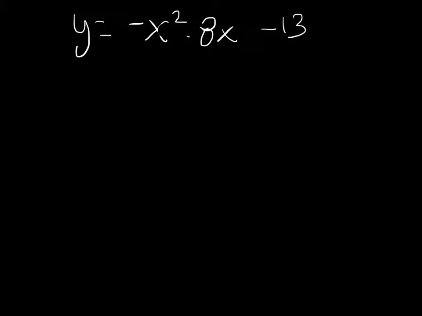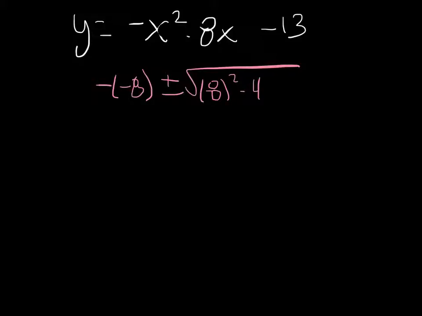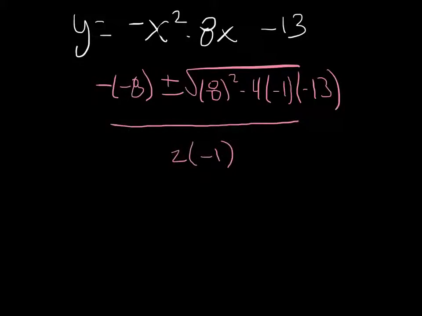So when we plug this into the quadratic formula, which is negative b plus or minus square root of b squared minus 4ac over 2a, we have our negative b, and then plus or minus square root of b squared minus 4 times negative 1, which is a, times negative 13, which is c, over 2 times negative 1, which is a.